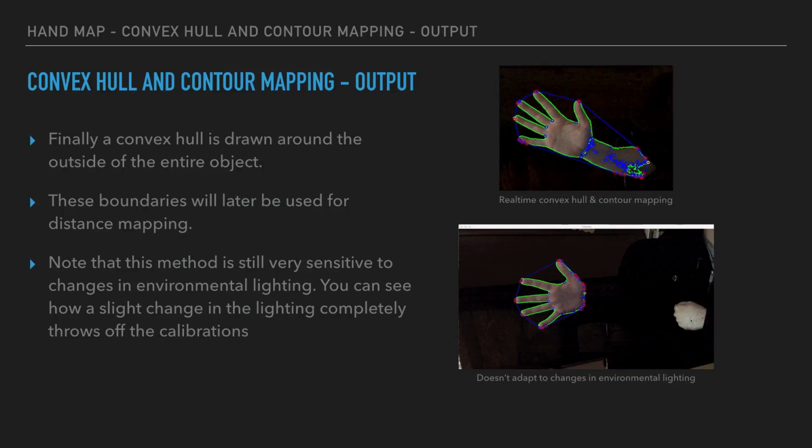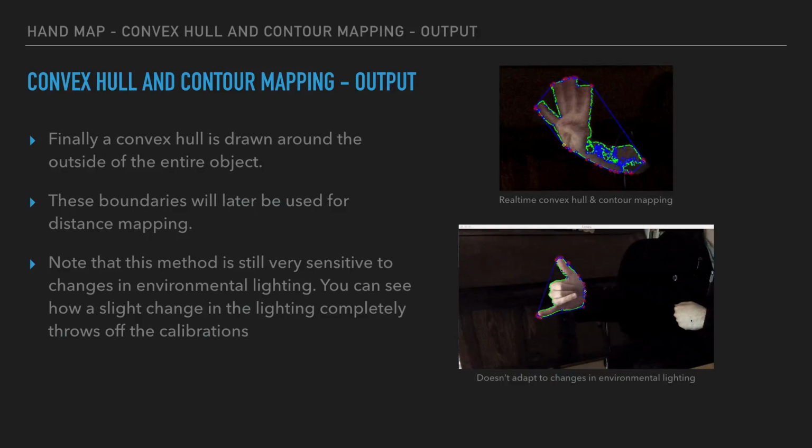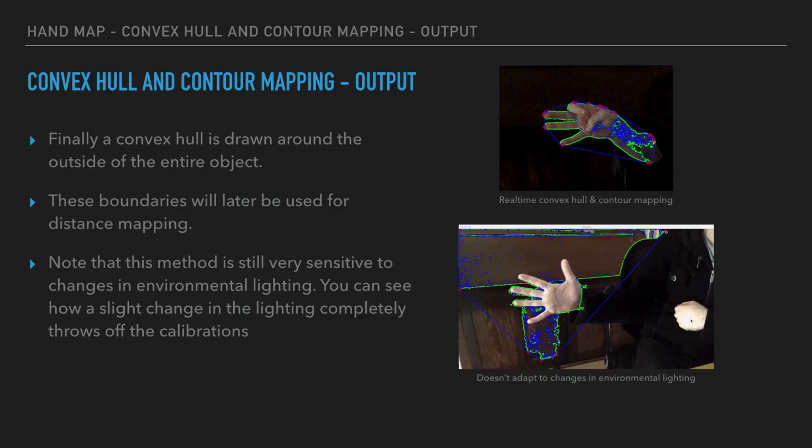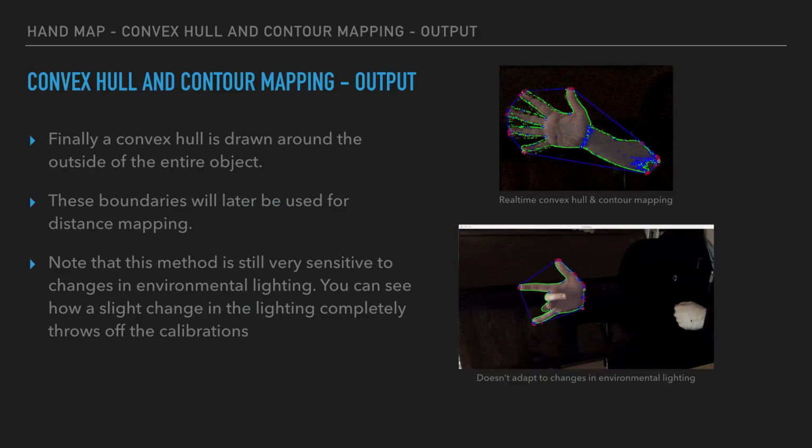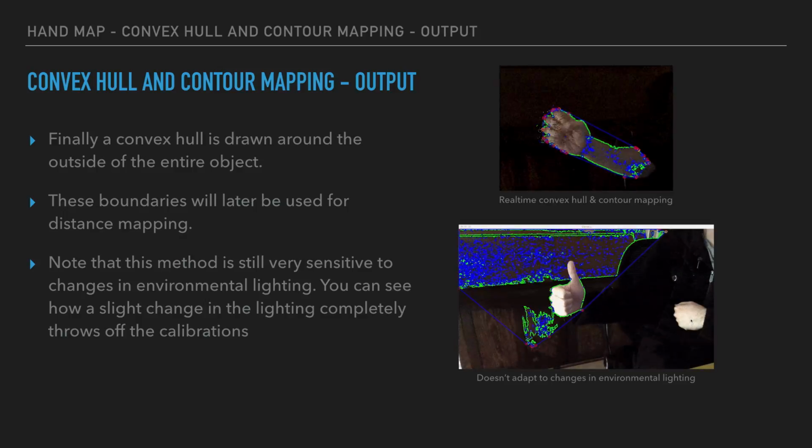These boundaries will later be used for distance mapping, and can be seen in the image or the GIF above. Note that this method is still very sensitive to changes in environmental lighting. You can see in the image below that a slight change in light will completely throw off the calibrations.